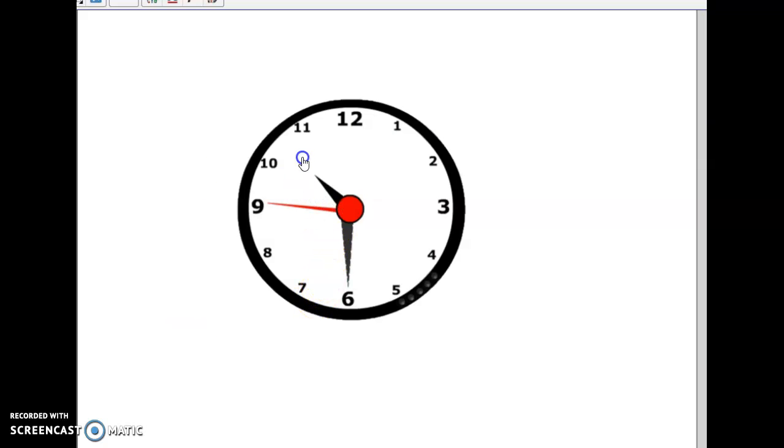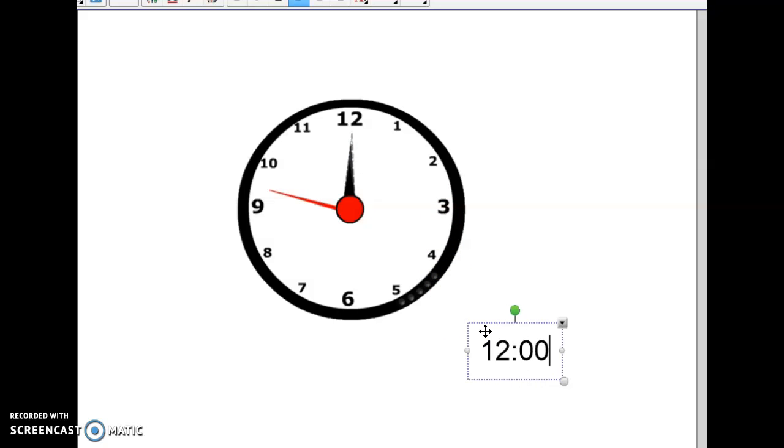Let's make our time. I'm going to put the hour hand on the 12. I'm also going to, I can't grab the minute hand, can I, guys? I'm also going to put the minute hand at the 12. So we would read this as 12 o'clock. Good work today.